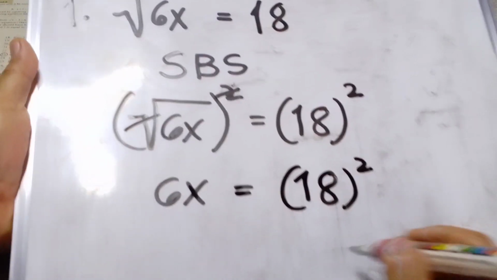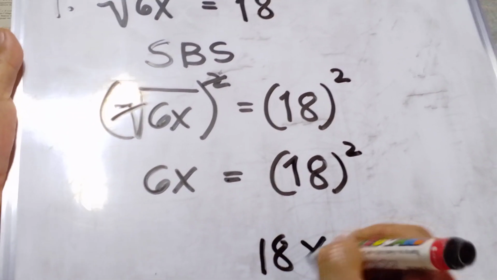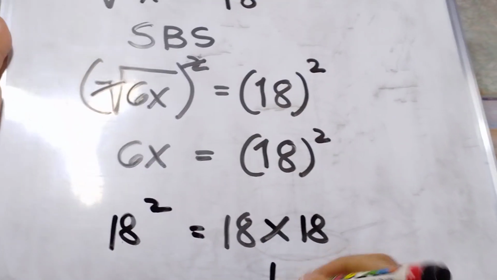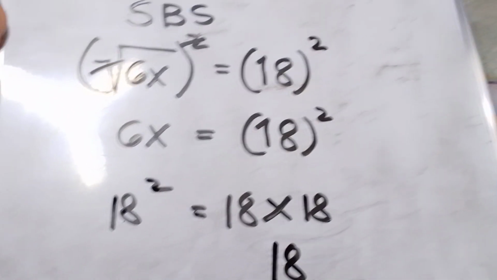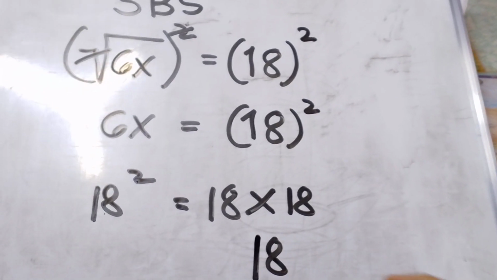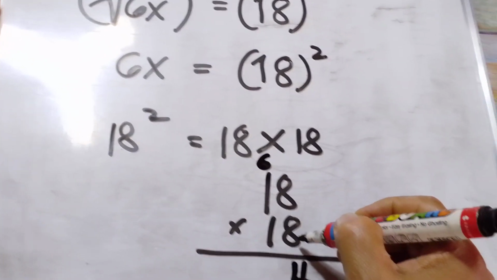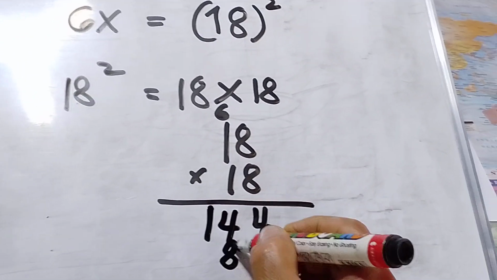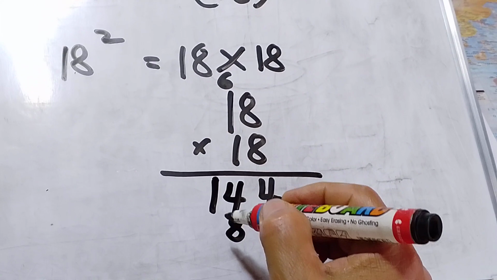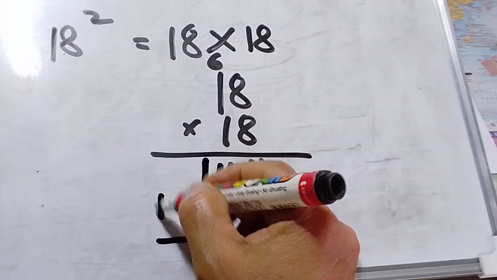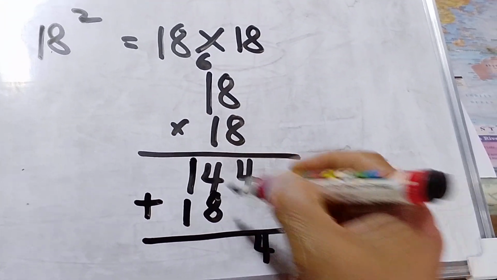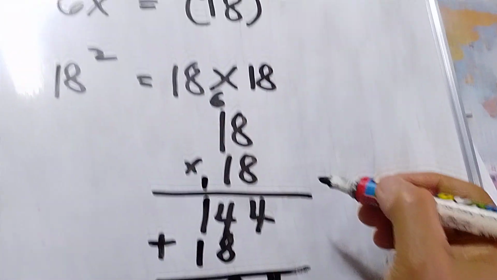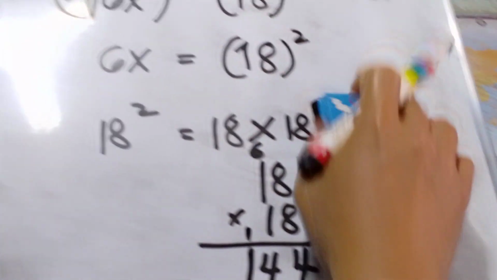So what is 18 squared? 18 squared is equal to 18 times 18. So 8 times 8 is 64. Carry 6. 1 times 8 is 8 plus 6 is 14. 1 times 8 is 8. And then 1 times 1 is 1. Then we have to add this one. Bring down 4. 4 plus 8 is 12. Carry 1. So this is 324.